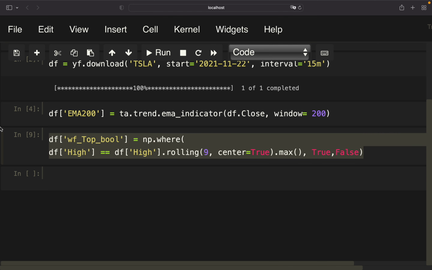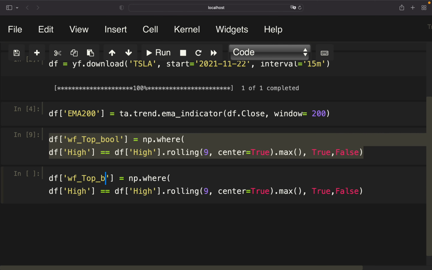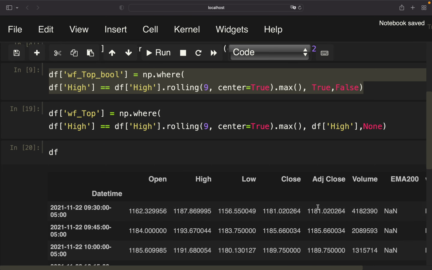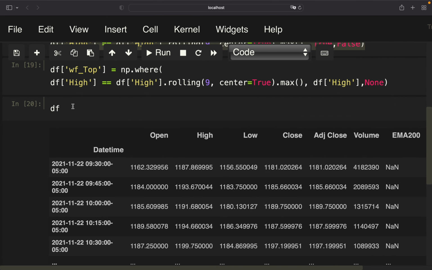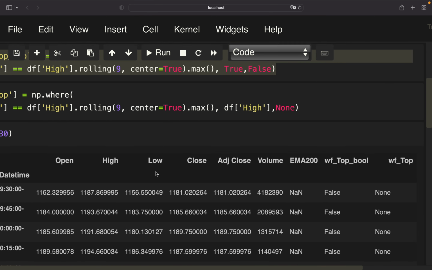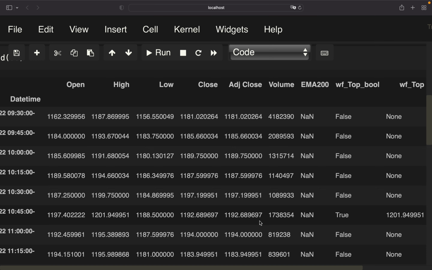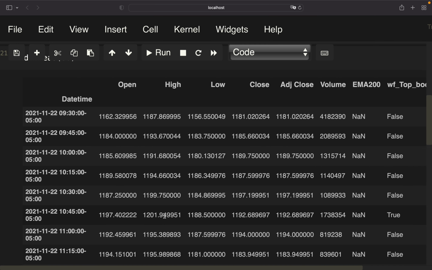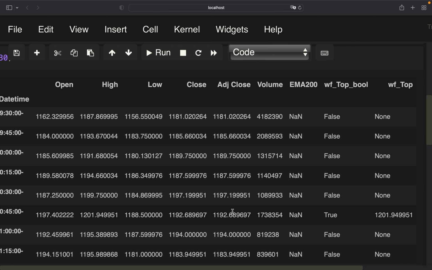So we can basically copy paste this, just get rid of the bool and just take the number of the top fractal. And this is just the same as this. And instead of getting a true value, we are just taking the high value as set. And else we just want to have a none output here. So again, let's take a look at the data frame, or take a look at the head rather. Now you see for the true signal, we are just getting the high. And now we can check if the close is crossing this value and then we are buying, right?